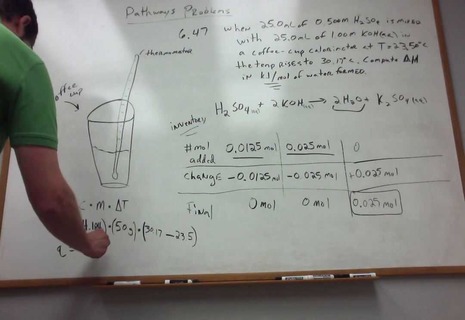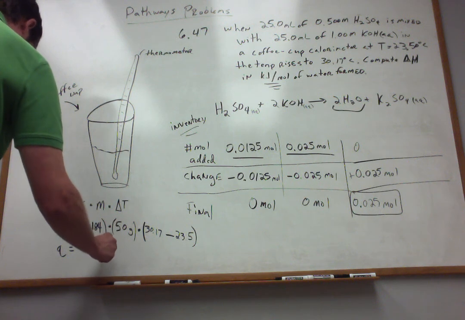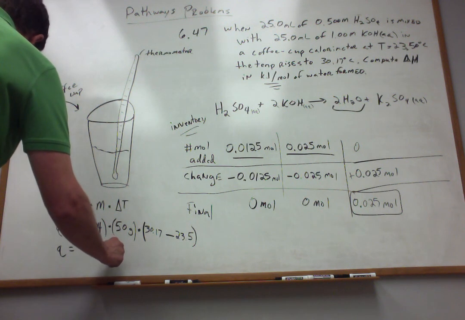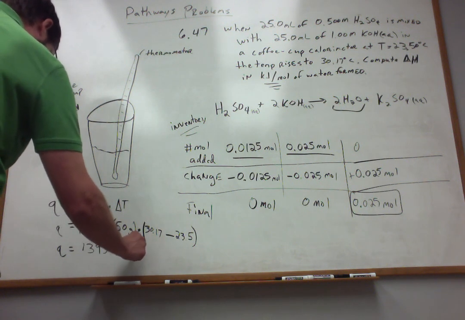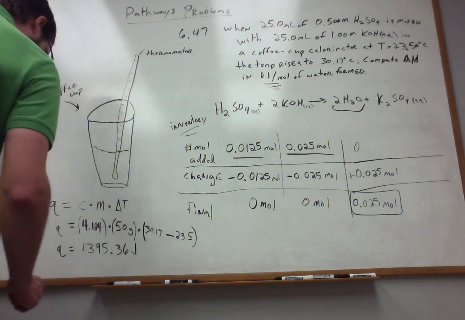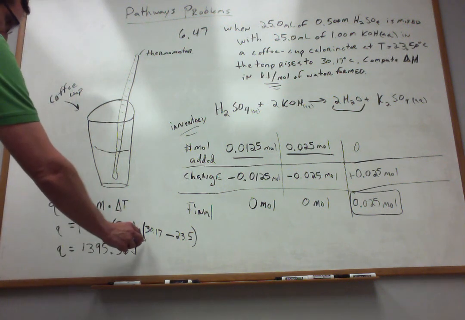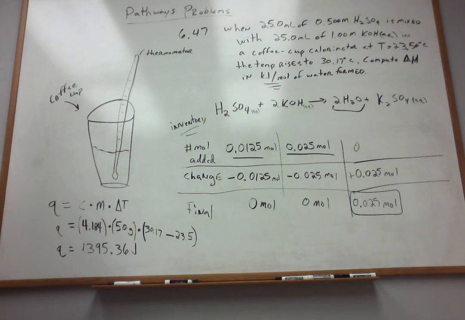And if I do that calculation on my calculator or computer, I get 1395.36 joules of energy was required to raise the temperature to 30.17 from 23.5. So this is how much heat energy was associated with the temperature change.